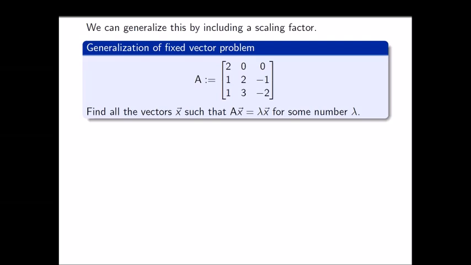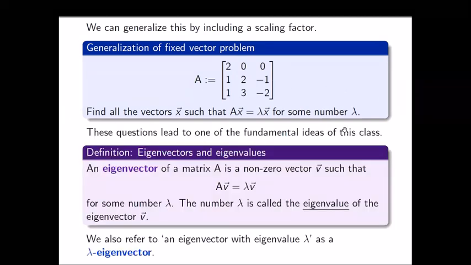This is what I mean by a scaling factor. In the previous problem, we wanted Ax to be the same as x, or in other words, 1 times x. So essentially, the action of A was to multiply the vector x by the scalar 1. But instead of having that scalar 1, we could have some other number lambda. So it generalizes the problem to this. These questions lead to one of the fundamental ideas of this class. And the idea is of eigenvectors, and related to that, we have the idea of eigenvalues.